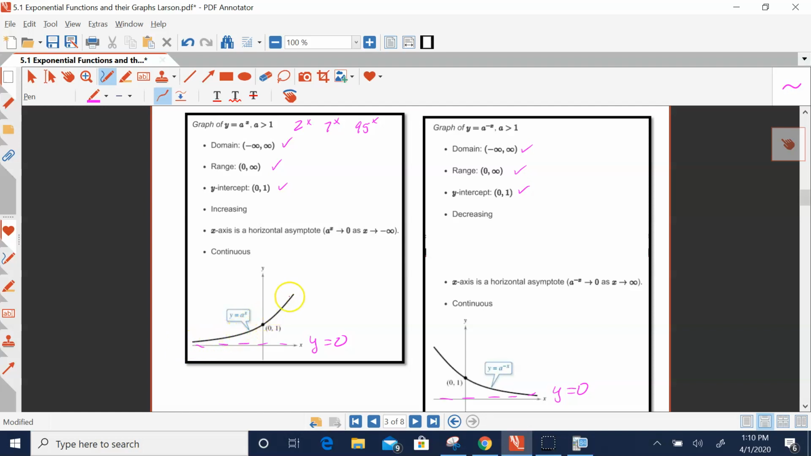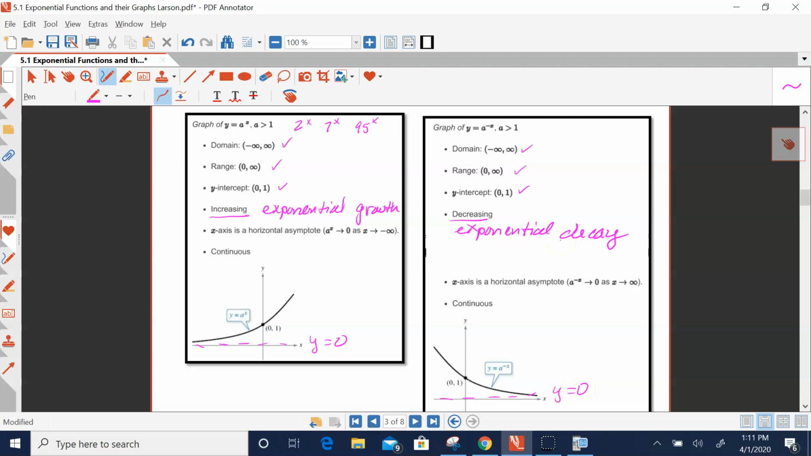Notice this one on the left is an increasing function, hence exponential growth. And the graph over here on the right is the decreasing variety, which is exponential decay. The only difference in these two functions is that the exponent on the right-hand side is going to be negative. So over here I have a to the positive x. That gives me my increasing function, exponential growth. Over here on the right, my exponent is negative, and that gives me a decreasing exponential function, which we call exponential decay.